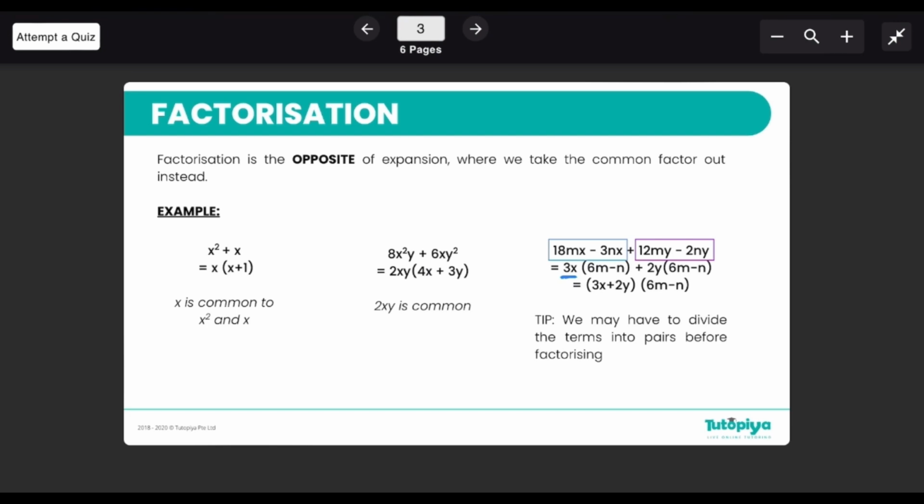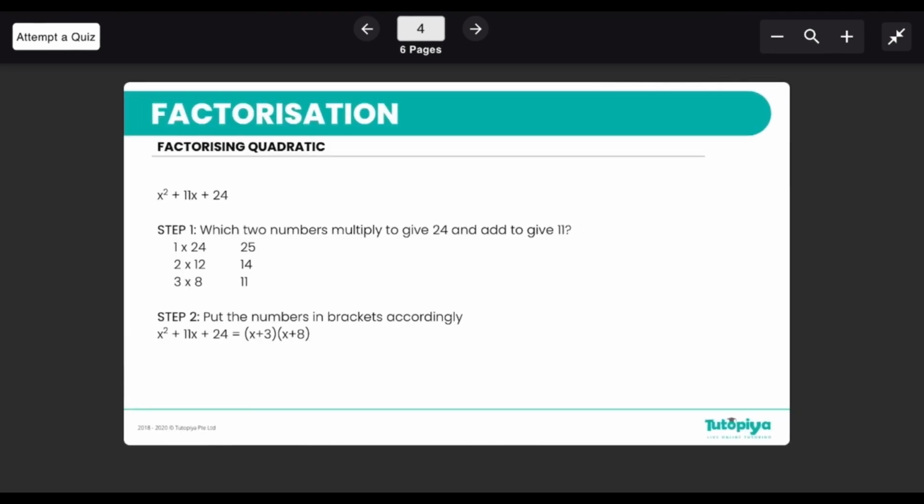And the second time, if you look at it, you can see that 12my take away 2ny, right? So again, you can factorize a common 2 there because 2 is a common factor, and you can take out a y there, which is going to leave me with, again, 6m negative n. And since the two brackets that we factorized here, 6m negative n, are the same, we can pull that out as a separate bracket altogether and then take the remaining terms of 3x and 2y to form a separate bracket. So overall, the factorization comes down to a double bracket factorization as indicated here.